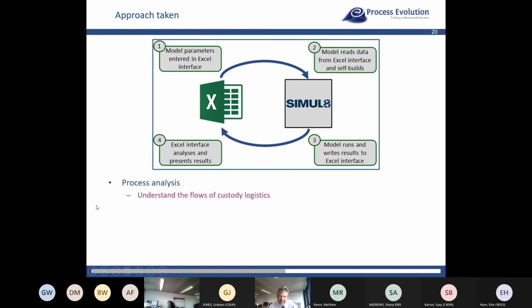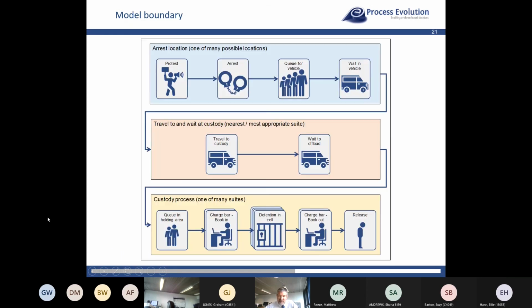So we sat down and we did a process analysis to understand the flows. We got hold of some data sources. We got historic arrest data because we want to make sure we're not going to upset the business as usual work. So we've got to fit all these protesters in around the business as usual. And we got some example arrest data from protests that have happened at other forces. We built the simulation model and started to understand what's really going on.